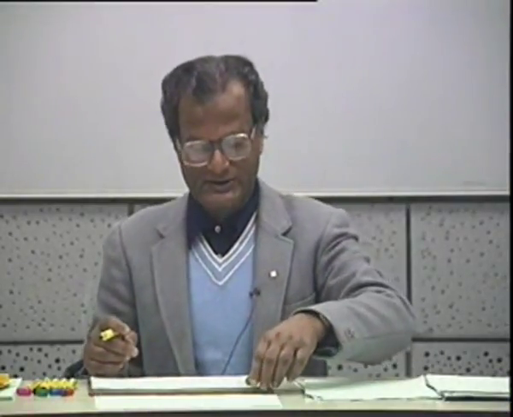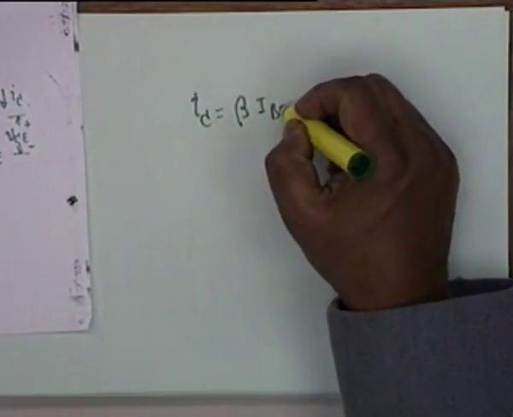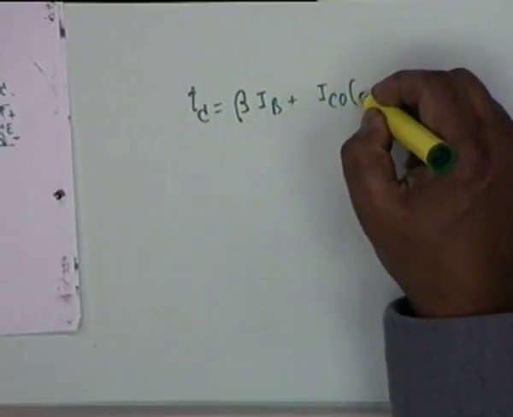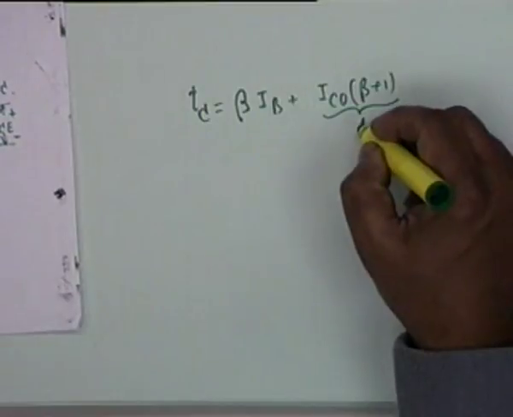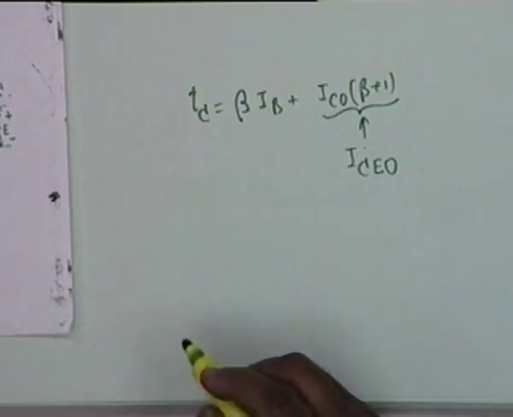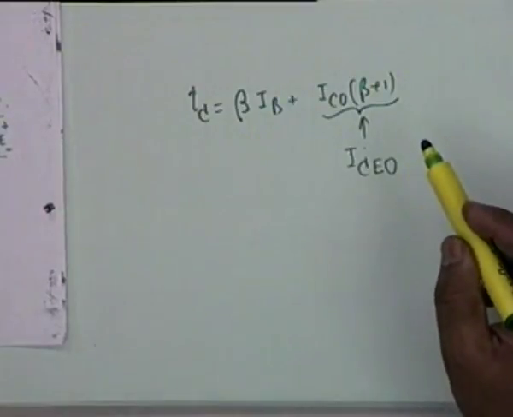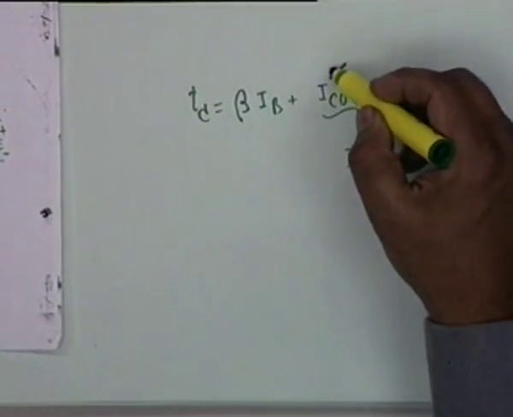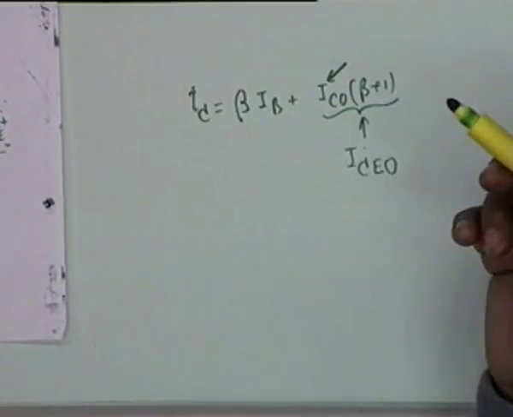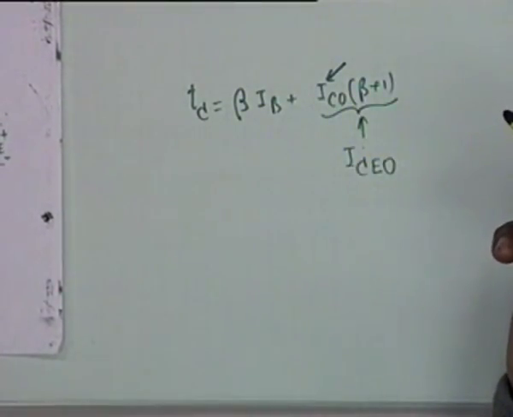And you have also seen the relationship, that is I sub C is equal to beta I sub B plus, did I introduce this term? I sub CO (beta plus 1). This is usually called I sub CEO. This is a name given to it. Normally I sub CEO is a very small quantity. I sub CO is of the order of microamps, a few microamps. Beta plus 1 may be typically 50. So this is of the order of 50 to 100 microamps, that's about it.